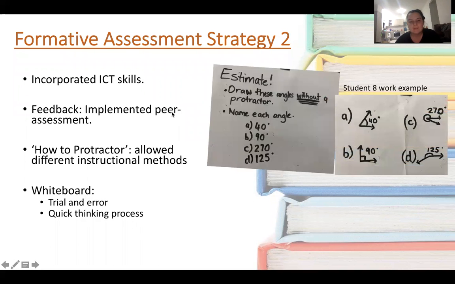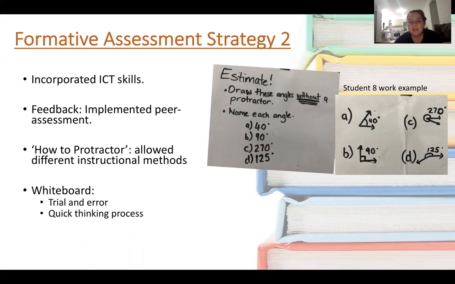So this is assessment strategy 2. The ICT skills was the iPad, which I don't have a screenshot of, but it was on Learning Place, and it's called 360 protractor. Students could type in the angle, so they typed in 40 degrees. The protractor showed them what 40 degrees looks like, using the ray and the vertex, starting at 0.